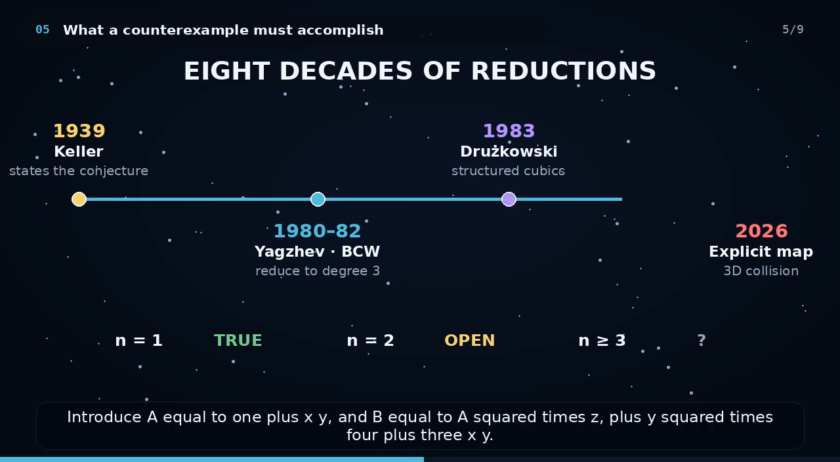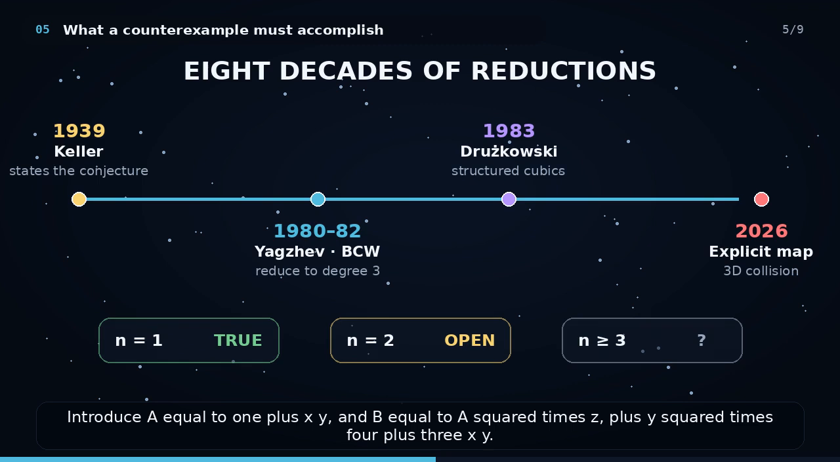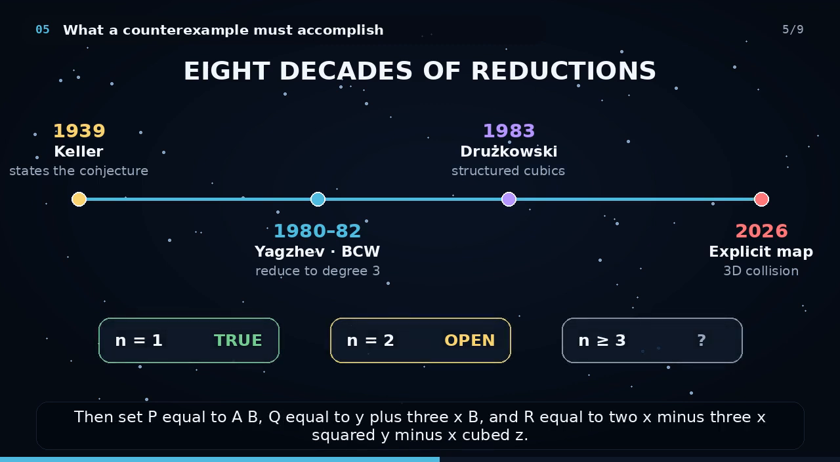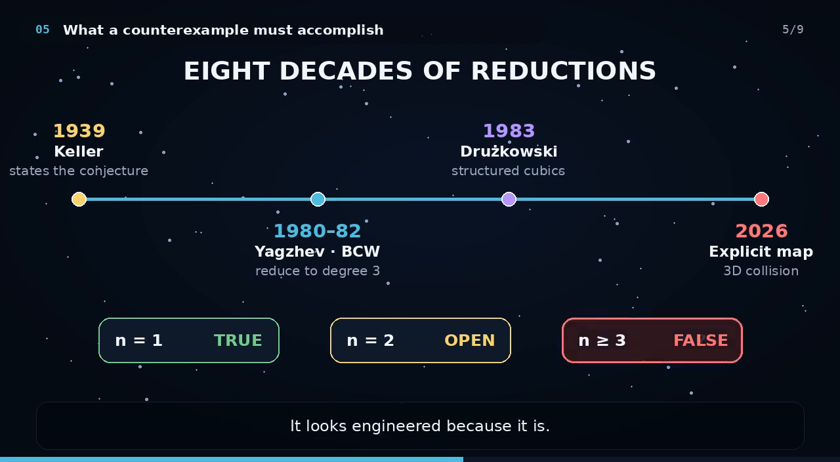Write the output as P, Q, and R. Introduce A equal to 1 plus xy, and B equal to a squared times z, plus y squared times 4 plus 3xy. Then set P equal to AB, Q equal to y plus 3xB, and R equal to 2x minus 3x squared y minus x cubed z. It looks engineered because it is.